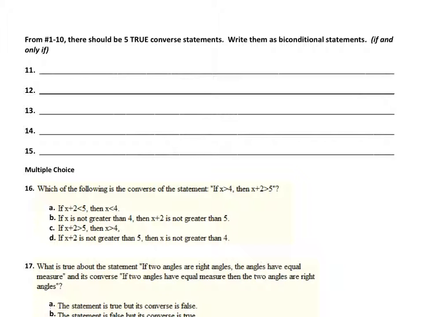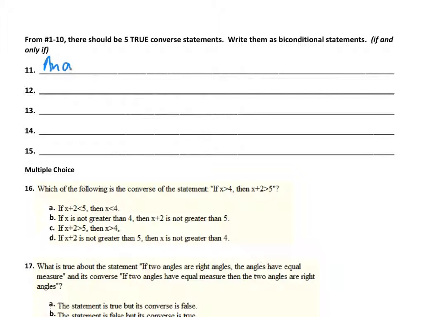So we said from the front side that if an angle measures less than 90 degrees, then it is an acute angle is a true statement. Let's write it as a biconditional. We're going to take out the if and the then piece, and in the middle we're going to write if and only if.